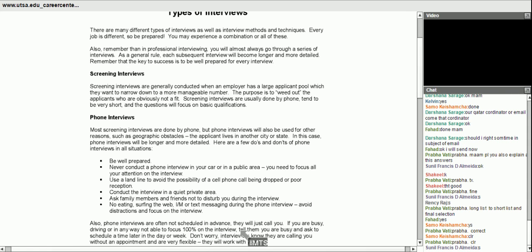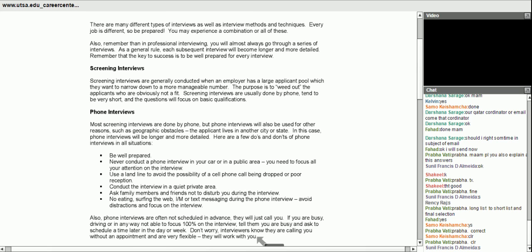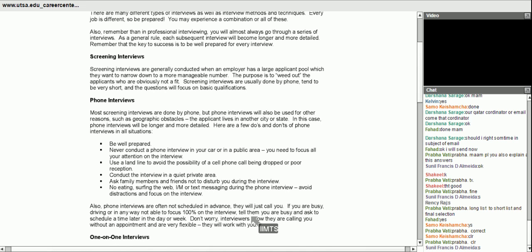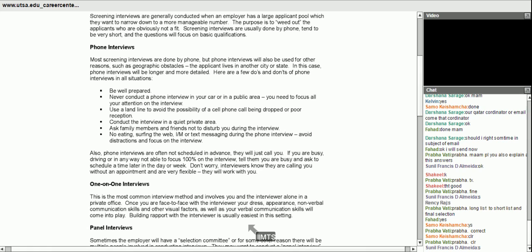If you are busy driving or in any way not able to focus 100% on the interview, tell them you are busy, and ask them to schedule it later in a day or a week. Don't worry. Interviewers know they are calling you without an appointment and are very flexible. They will work with you. Is it clear? Any questions?